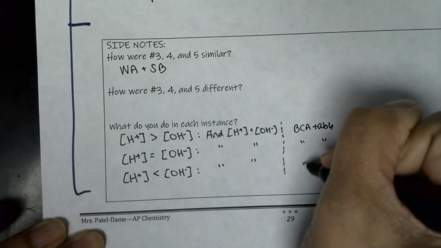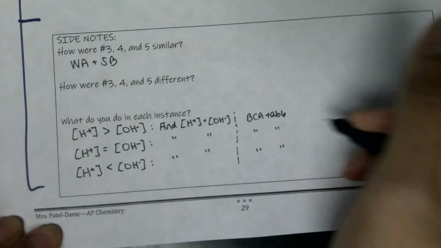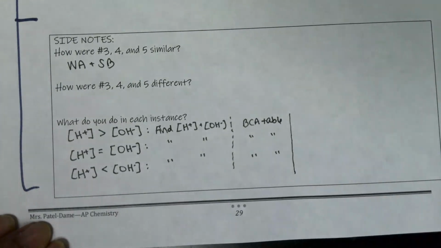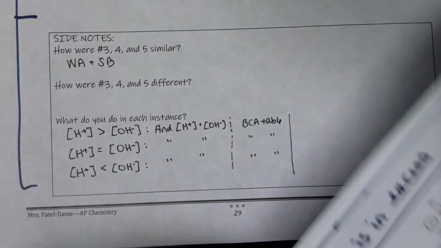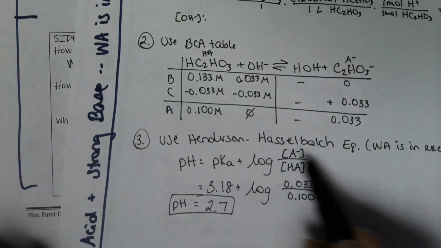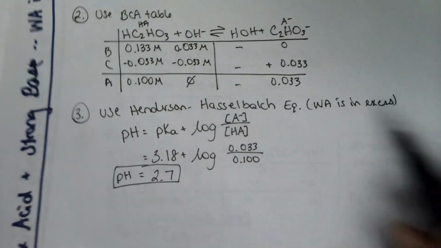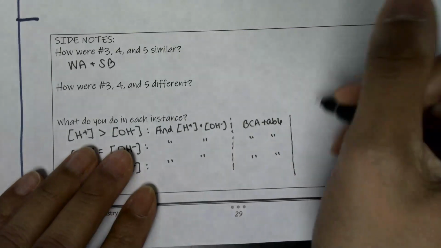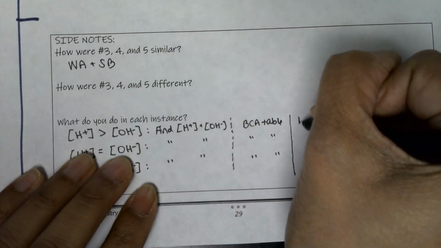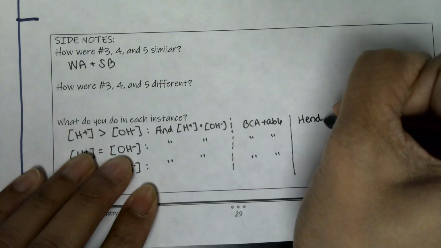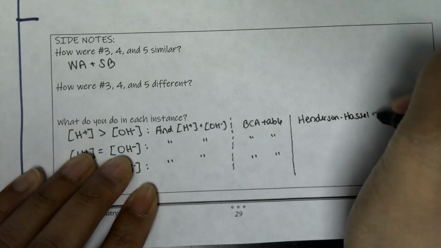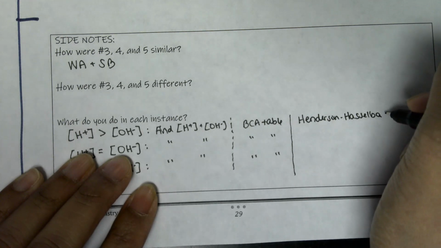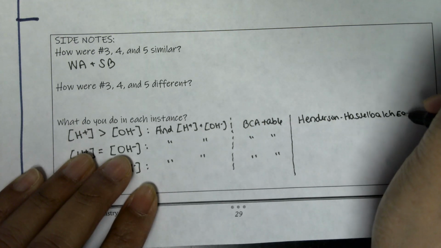Same thing for these two. After you've done those, that's when it becomes a little different, right? So with our first example in this set, for number 3, we use the Henderson-Hasselbalch equation when the weak acid was in excess. When there's a greater amount of weak acid, we use the Henderson-Hasselbalch equation.